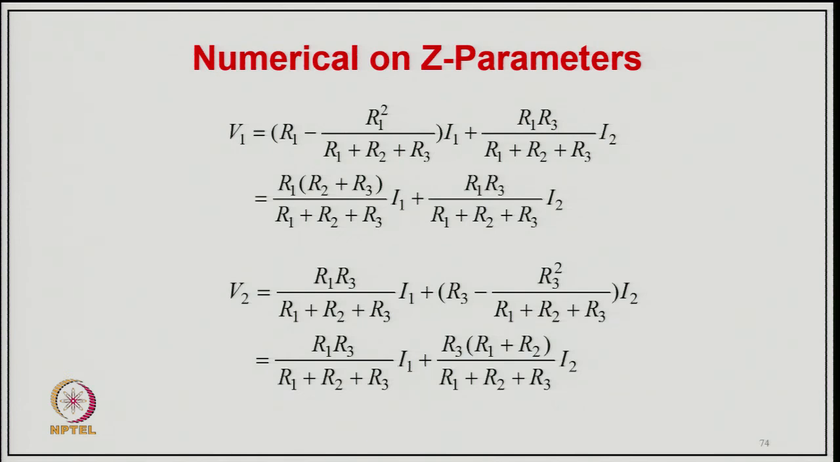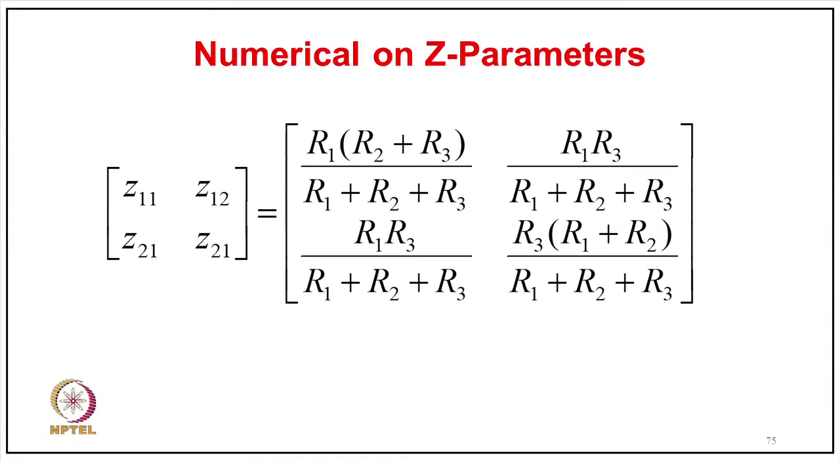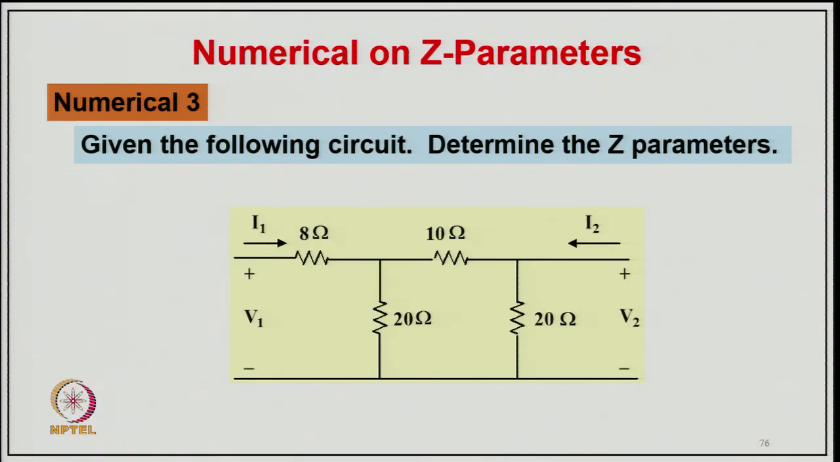So, we get V 1 in terms of I 1 and I 2, and that relation comes between, and V 2 we get in terms of I 1 and I 2 again. So, certainly you are getting the 4 parameters now, this is your Z 1 1, Z 1 2, and this is Z 2 1 and Z 2 2, and you can say now in matrix form Z 1 1, Z 1 2 and Z 2 1, putting the value of all these circuit parameters here. So, this comes as the complete Z parameters of this circuit.